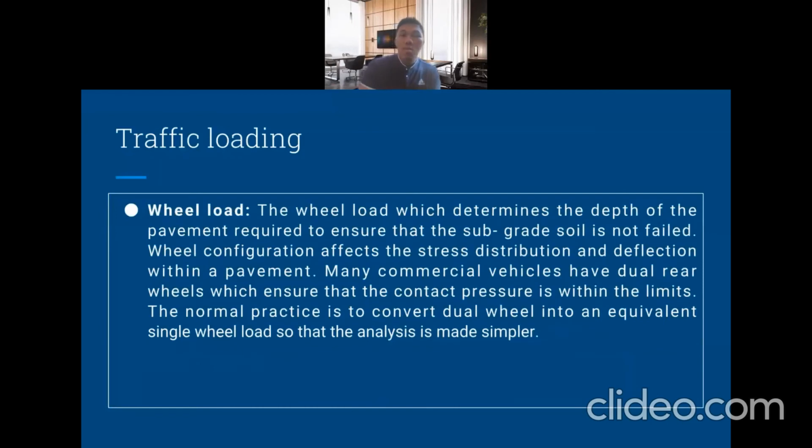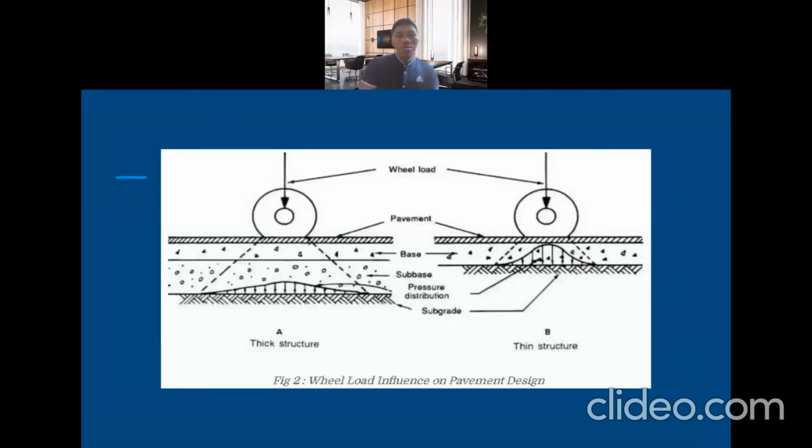So next, in terms of the wind load, the wind load determines the depth of the pavement required to ensure that the subgrade soil does not fail. A wheel configuration affects the stress distribution and deflection within a pavement. Many commercial vehicles have dual rear wheels, which ensure that the contact pressure is within the limits. The normal practice is to convert dual wheel into an equal single wheel load so that the analysis is made simpler. So this figure shows the difference between a thick structure and also a thin structure.